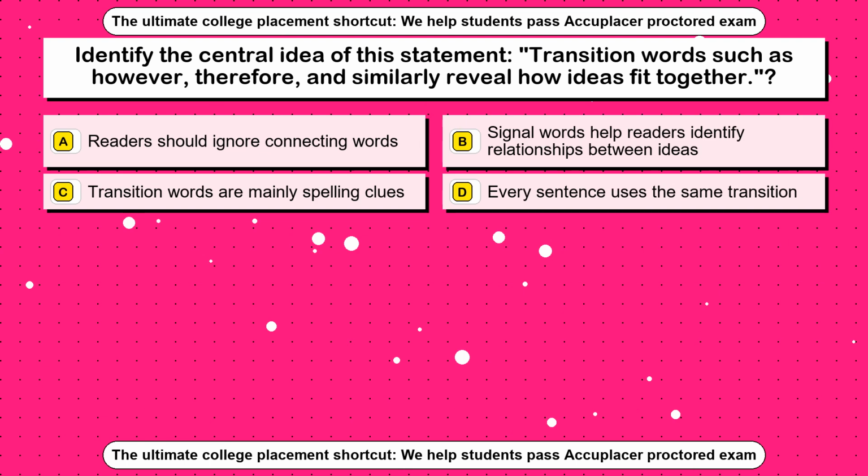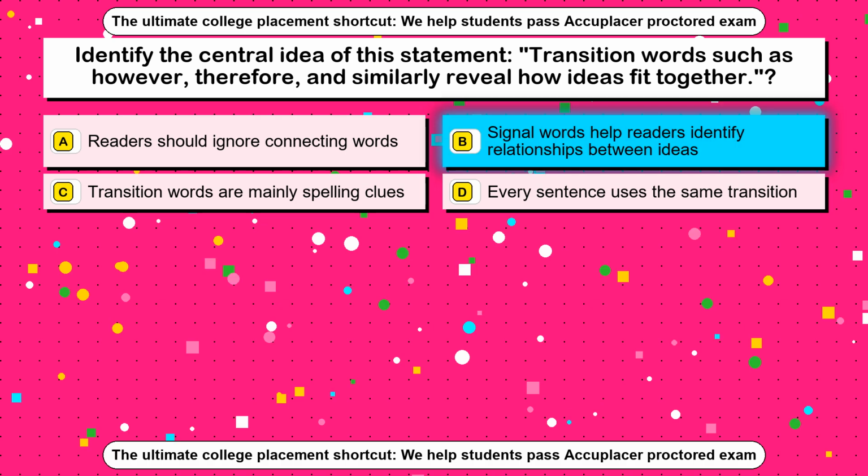Question 95. Identify the central idea of this statement. Transition words such as however, therefore, and similarly reveal how ideas fit together. Option A, readers should ignore connecting words. Option B, signal words help readers identify relationships between ideas. Option C, transition words are mainly spelling clues. Option D, every sentence uses the same transition.